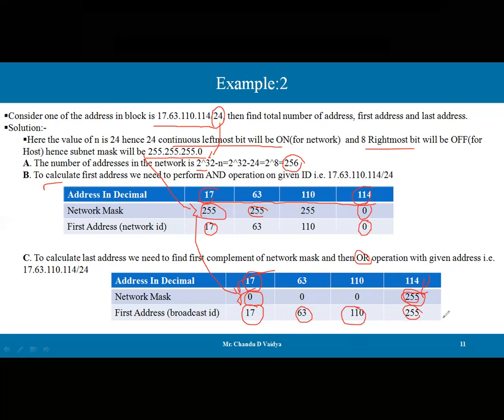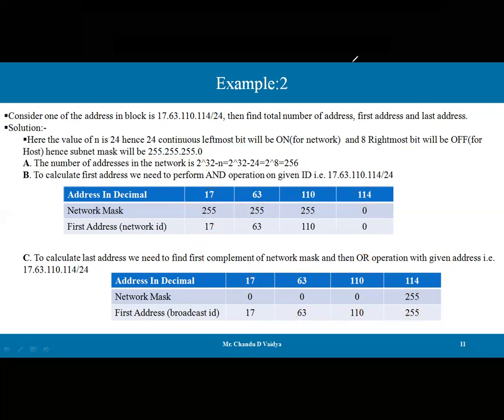17.63.110.255. This will be the last address because we have taken the size of the block as 256, which has starting address .0 and last will be .255. So by adding this, we'll get the 256 addresses in one block with this particular CIDR notation, guys.